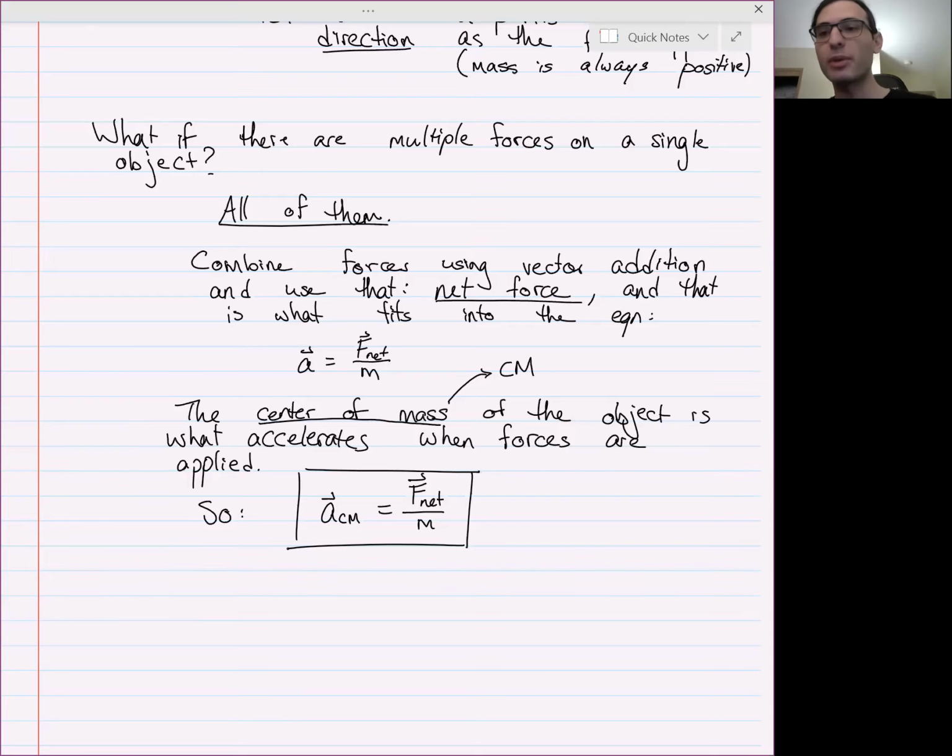Now, I want to be clear here of what the center of mass is. You're probably familiar with it in colloquial language, but basically it's kind of like the average position of where all of the mass is on the object. So like for this pen, it's a little bit heavier on this end than it is on this end. So the center of mass would be somewhere a little bit closer to one end than the other.